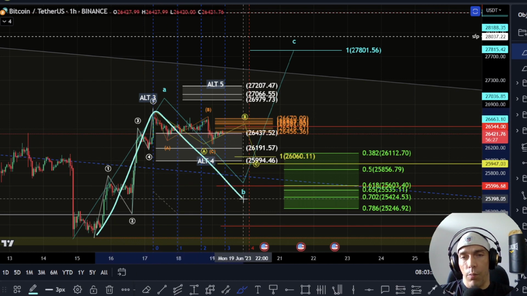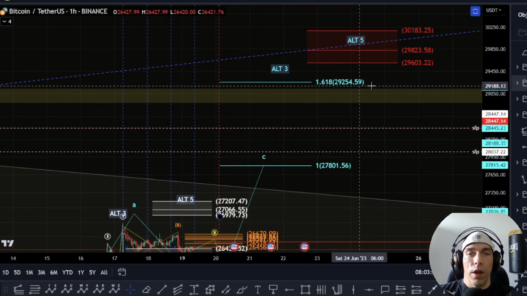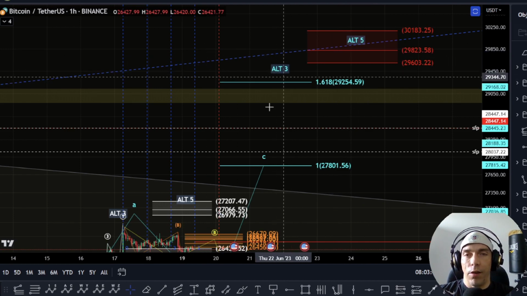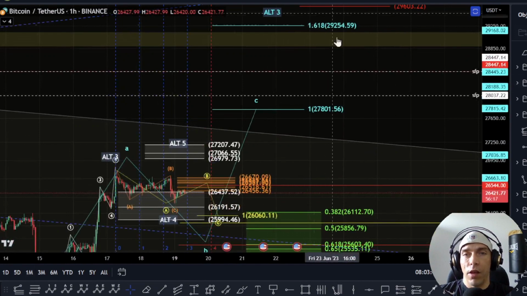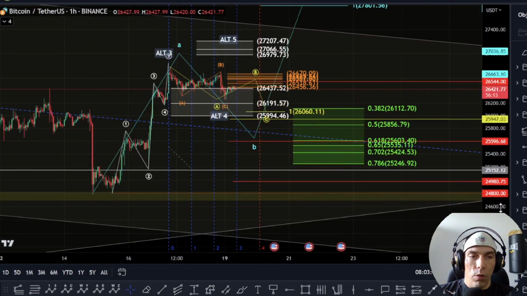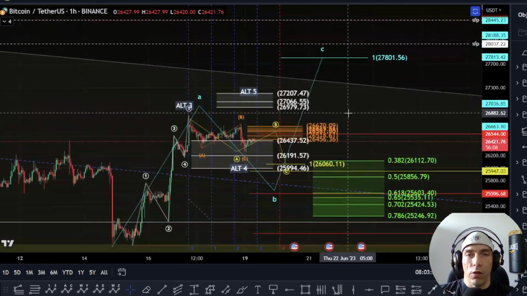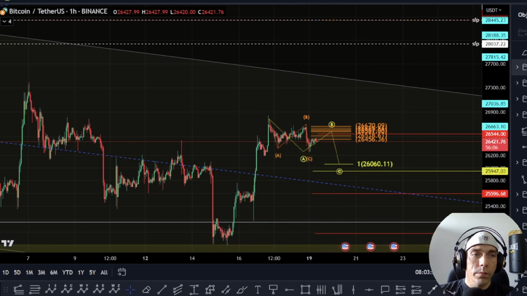Either this will be A, B, and C if we move up to this 1-to-1, or alternatively 1.618 up here at this 29,254 would align with this idea of a wave 3 to the upside. So that would tie into that idea of a flat correction. So these moves, as long as we hold this low here of this 24,800, it is possible that we could see this start to break to the upside.